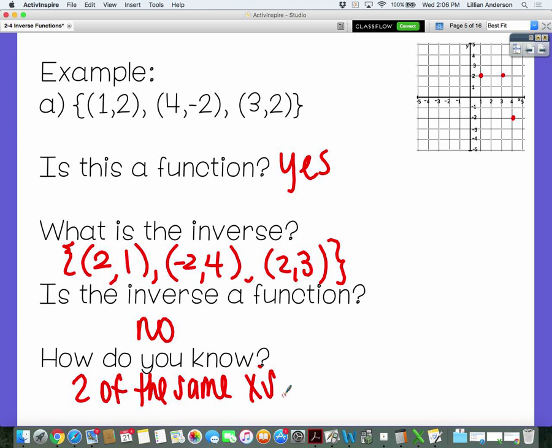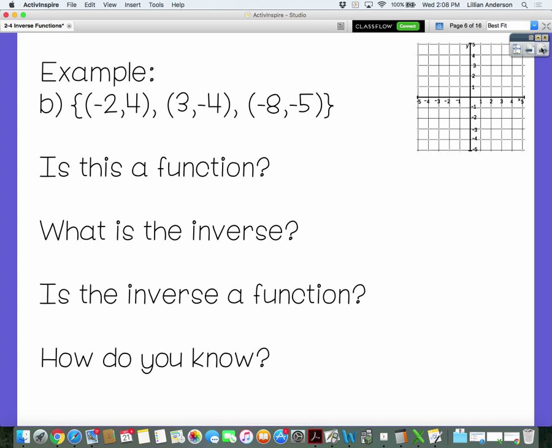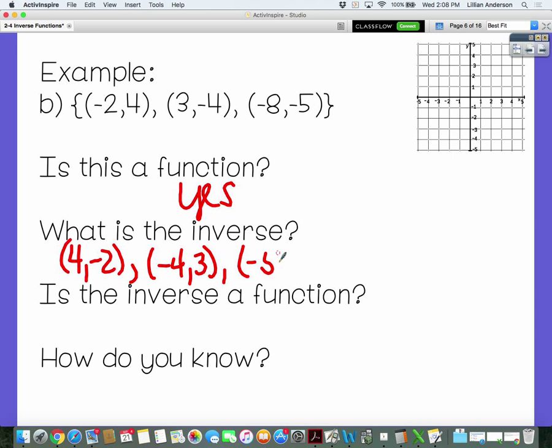Okay? Do that next example on your own. Give you a minute with that. So, Shay, is this a function? Yes. Good stuff. What is the inverse? What's the inverse, Nicholas? (4, -2). Uh-huh. (-4, 3). And (5, -8). Good stuff.